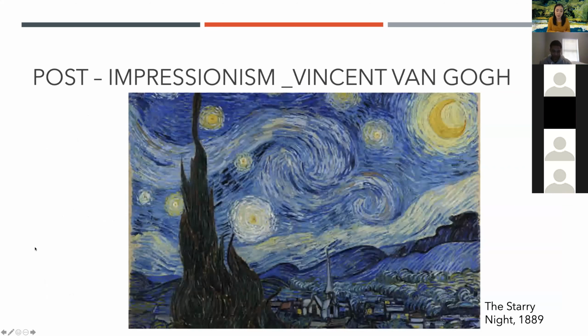So this is The Starry Night, which is one of the most recognized paintings in the history of Western culture. It describes the view from the east-facing window of his asylum room just before sunrise, with the addition of an ideal village.